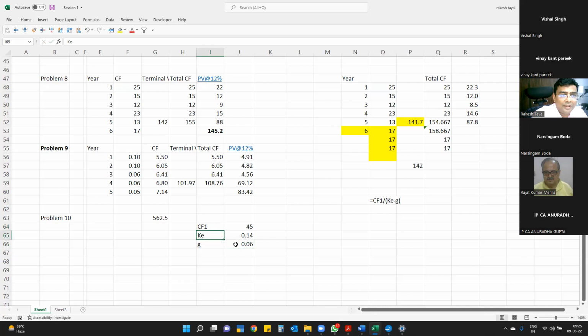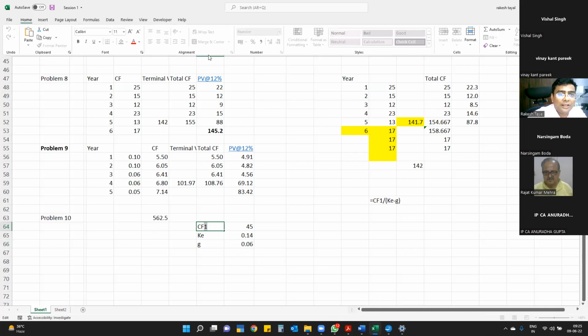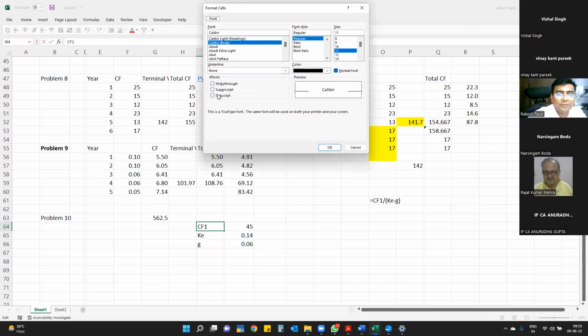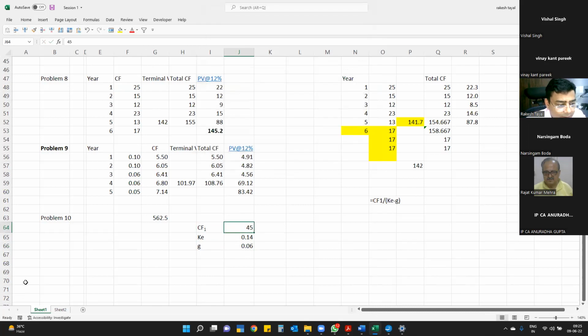One thing to remember here: this is basically cash flow at which year? We have to take the cash flow of year 1. Here there is often confusion in the exam. They will give that the current dividend is 45, only changing this line. Instead of year end, current dividend is 45, then what will be the answer? Please tell, those who have sorted it out.